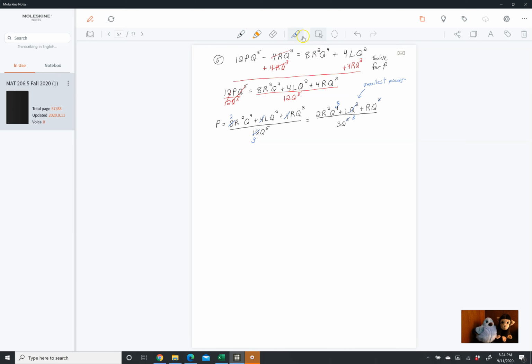Okay. So what does this turn into? P is equal to 2r squared q squared plus L, so the q squared went away over there, plus RQ over 3q to the 5th. And here's your final answer. There's nothing that everything else has in common. This is as hard as it'll get. You'll never get anything harder than that.